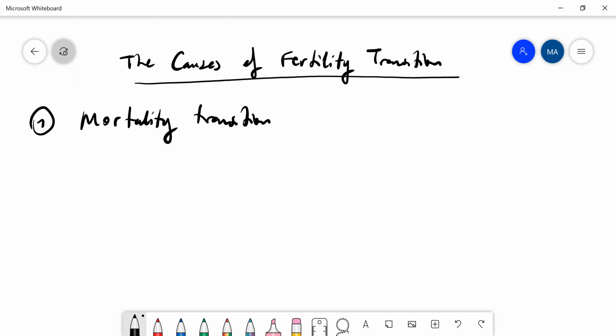So if you want 2 kids for your family, and the child mortality rate is 1/2, on average you must have 4 births. If you want 3 kids, on average you must have 6 births, right? For this very reason, the mortality transition itself is an important determinant of the fertility transition, okay? And this is demographers' favorite explanation for the fertility transition, actually.